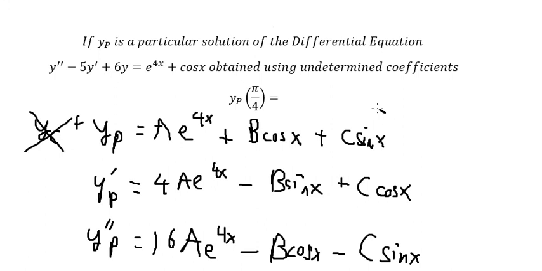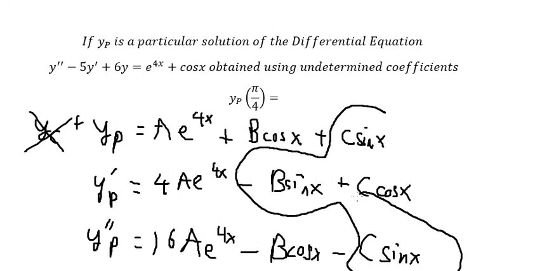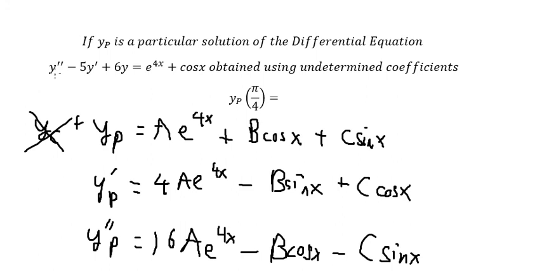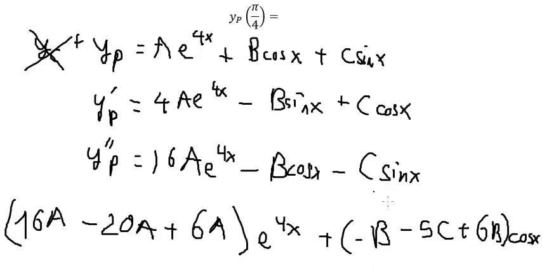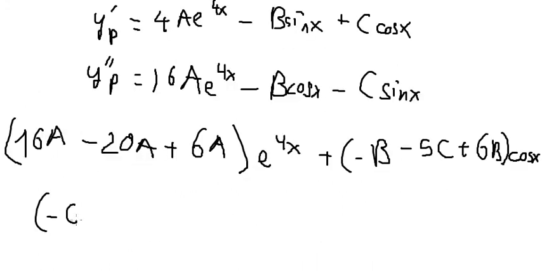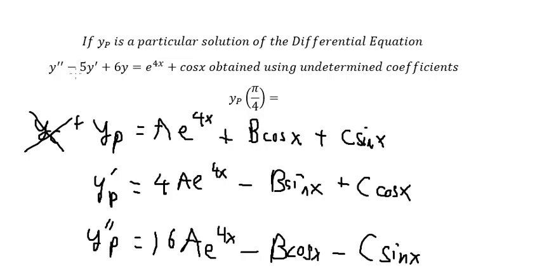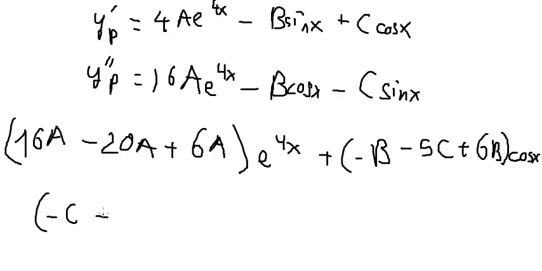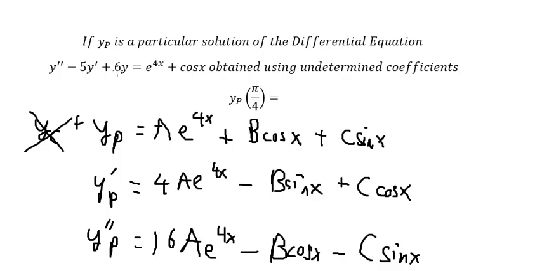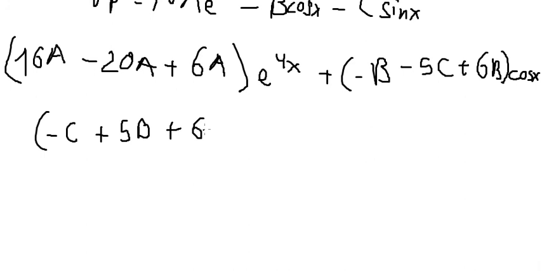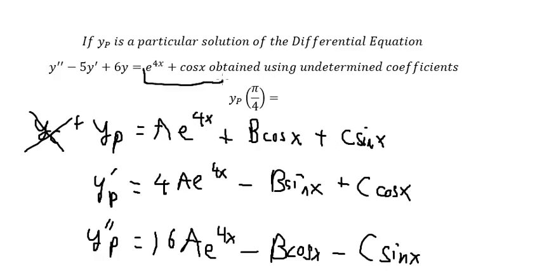Now we go to sine x. Second derivative, we have negative C, so we have negative C in here. Negative B with negative number 5, we will have positive 5B. And the last one, we have C with number 6, we have 6C sine x. After we arrange based on the terms of e to the power of 4x, cosine x and sine x, we can put this one in here.